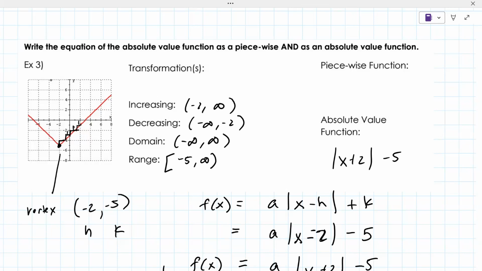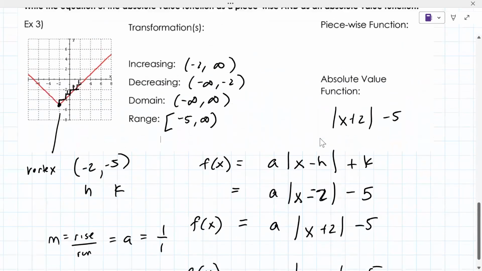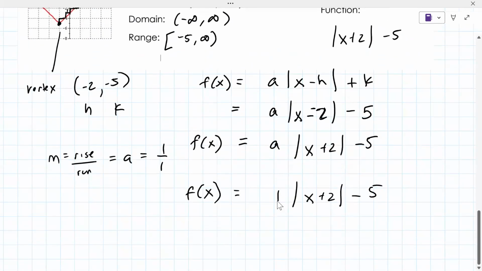Wait, I have a question. Go ahead. If it's exactly 1, would it be a vertical shrink or a vertical stretch? It's neither. It's nothing. You don't include it. This is nothing out here. It's a good question. Got it.